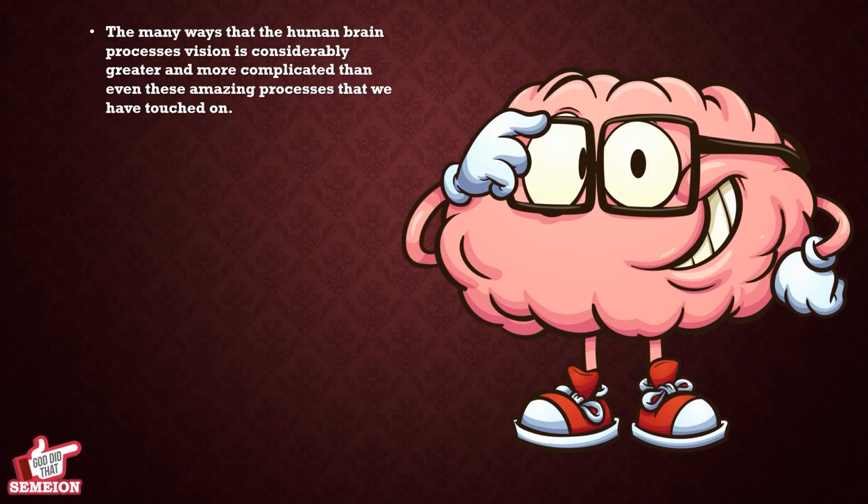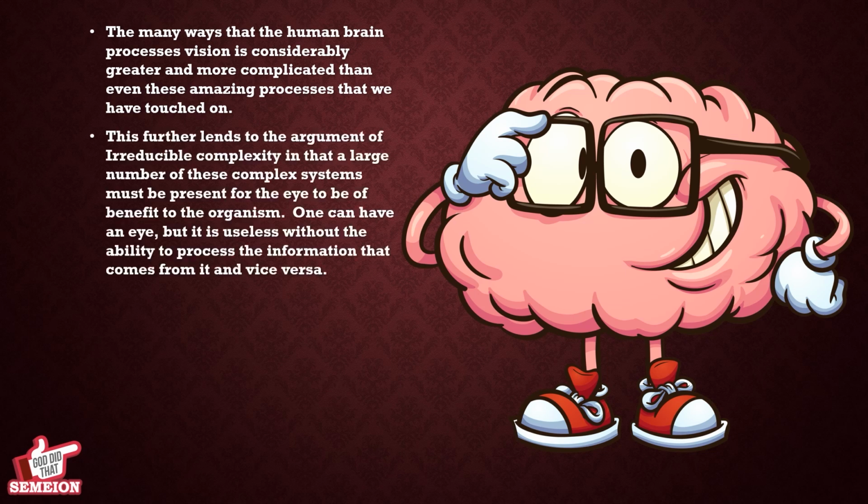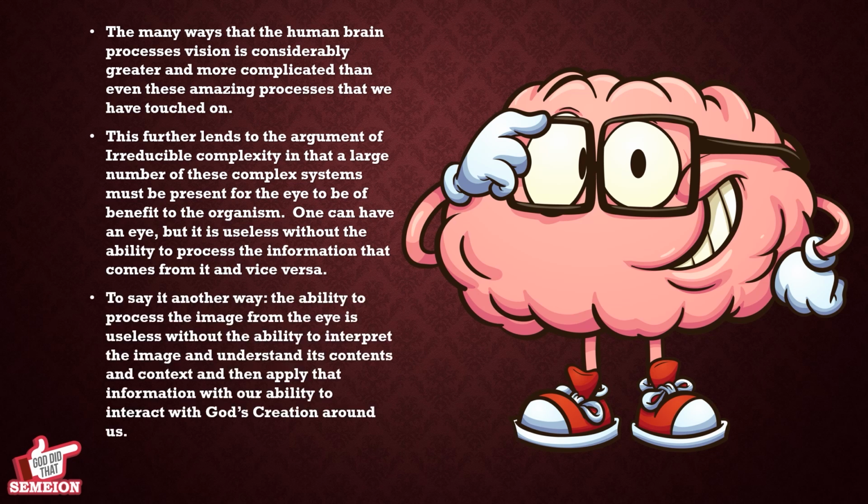The many ways that the human brain processes vision is considerably greater and more complicated than even these amazing processes that we have touched on. This further lends to the argument of irreducible complexity, and that a large number of these complex systems must be present for the eye to be of benefit to the organism. One can have an eye, but it is useless without the ability to process the information that comes from it, and vice versa.